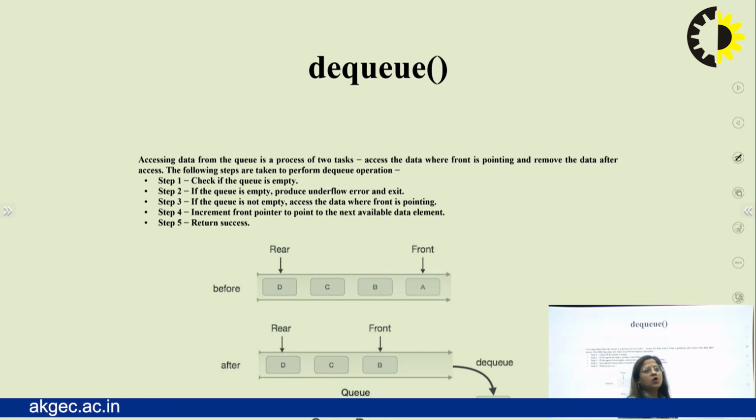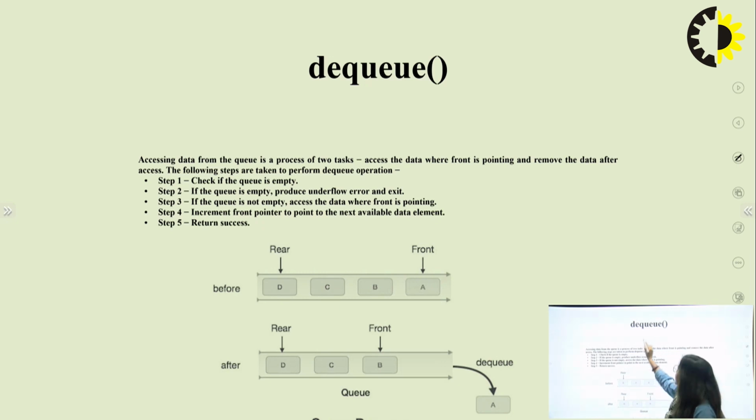Now the second operation of the queue is DQ. So DQ is accessing the data, which means if you want to remove any data from the queue. Here you remove your data in a process of two tasks: access the data where front is pointing and remove the data after access. So the following steps are taken to perform the DQ operation.